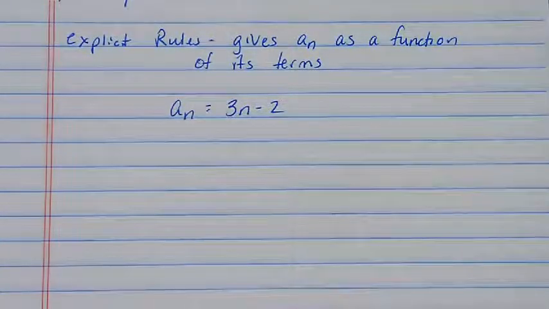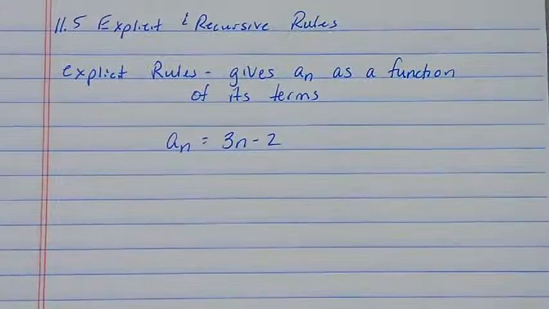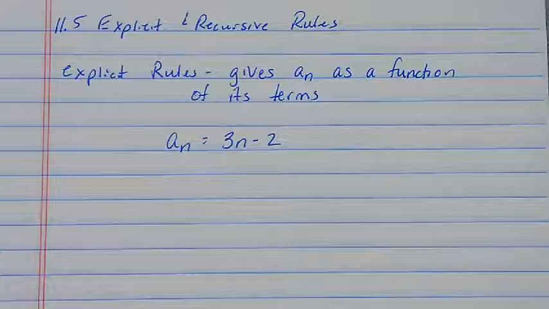The last section in this unit talks about explicit and recursive rules. This really seems kind of basic, but the notation can really mess kids up. And I've seen it a time or two on the ACT and on the EOC, so I want to talk about it a little bit.